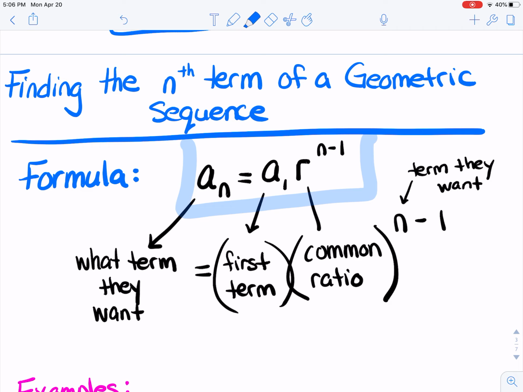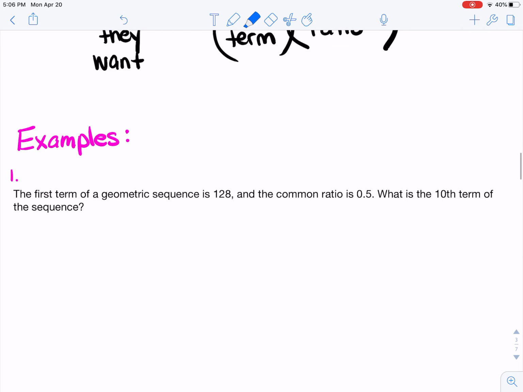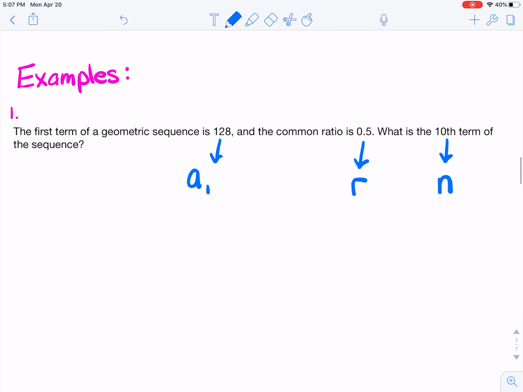So let's try this. In this example number 1, it says the first term of a geometric sequence is 128. That right there is the a_1. The common ratio is 0.5. That's my r. What is the 10th term of the sequence? 10 is the n value. So now I'm going to plug this into the formula.